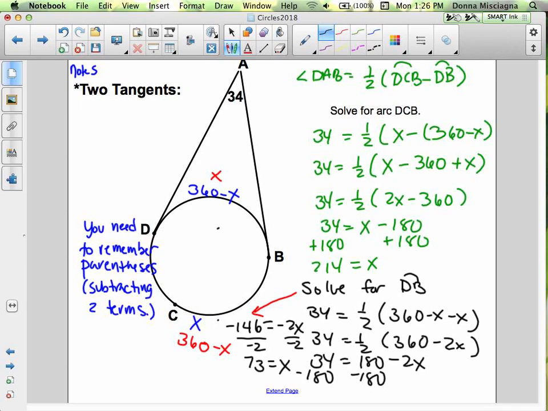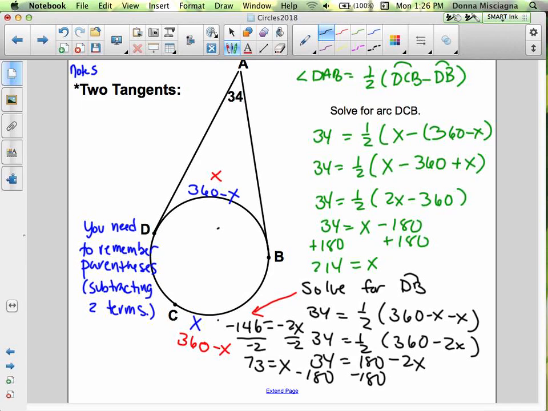And let's see. Oops, did I make a subtraction error? Because 214 and 73 does not add to 360. Did I make any errors? That one looks okay. 34, I distributed the 1/2. We added 180 to both sides. Not seeing anything wrong with the 214. All right, let's see. 34 equals 1/2 times 360 minus x. Looks okay.